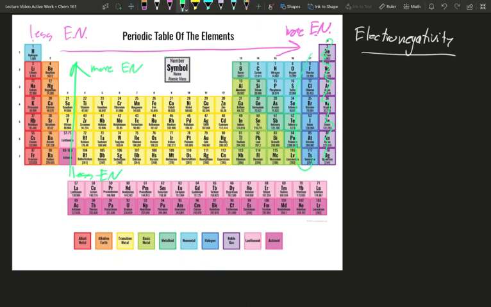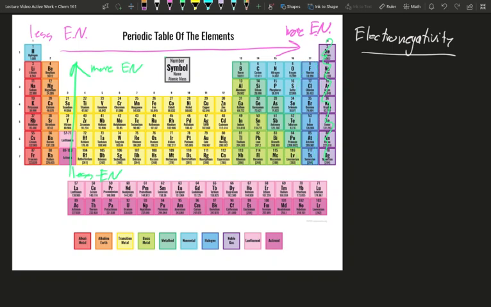So if we look at the halides here, fluorine is the most up and the most right. It is the most electronegative element of all of our reactive elements. As I go down the column, chlorine, it's far to the right, but it's not quite as up. So it's a little less electronegative. Bromine, again, it's farther right, but it's not that far up. So it's a little bit less. Iodine's a little bit less.